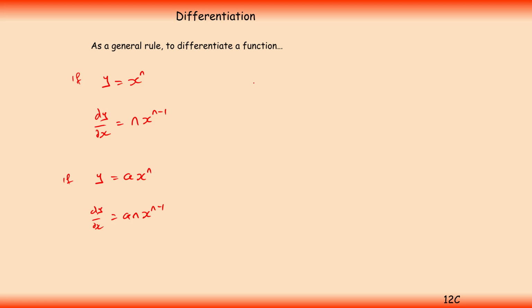It's worth noting though that you might sometimes be presented with a different notation where instead of y, we get f of x. Y is equal to f of x. So it's exactly the same thing. If f of x is equal to x to the power of n, then we say f dash of x is equal to n x to the power of n minus 1. Same rule, different notation. And if f of x is equal to a x to the power of n, then f dash of x, the differential of the function, is given by a n x to the power of n minus 1.